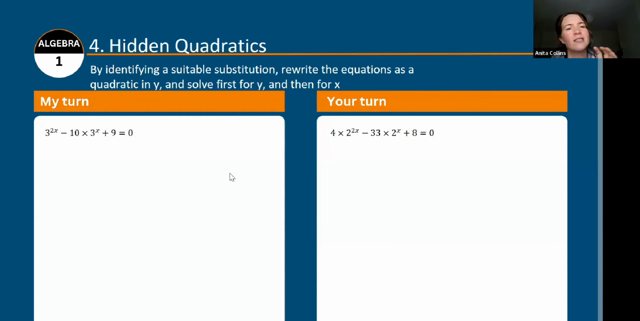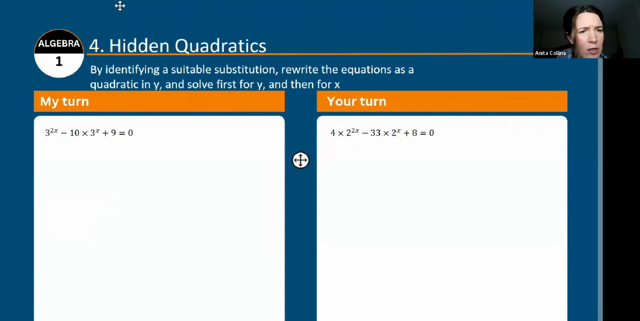Now, this section is called hidden quadratics, but it doesn't look like there's any quadratics there. Remember, a quadratic is a piece of algebra that has an x squared in it. We're used to seeing it with x squared, x and a constant or a number, and those are trinomials or three-term quadratics, special types. But as long as it has an x squared in it, it is a quadratic. All right, so let's see what we can do with this.